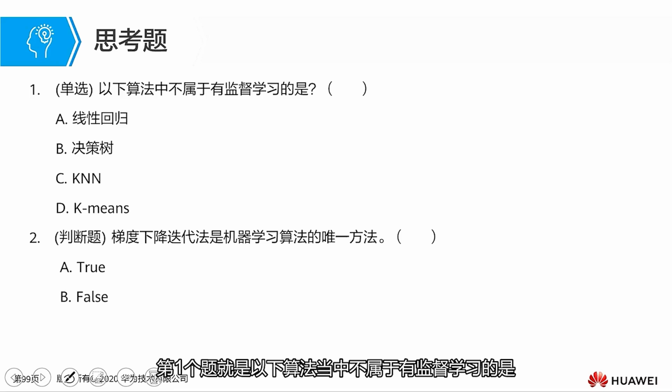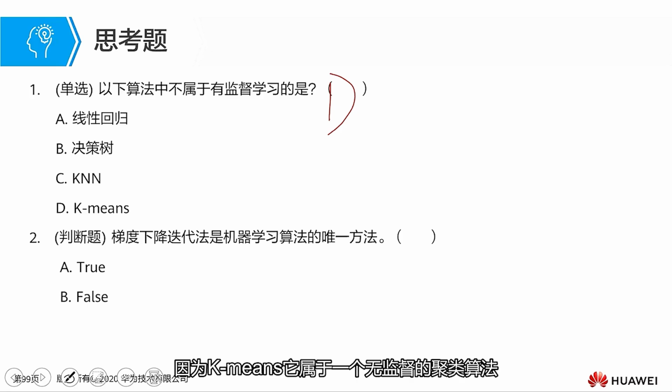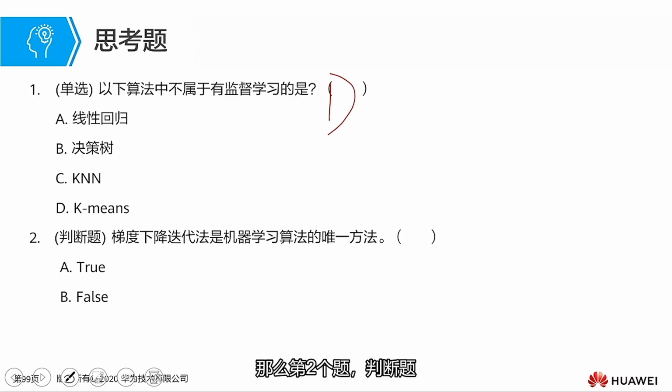Now let's look at 2 thinking questions. The first question is, which of the following algorithms does not belong to supervised learning? I believe everyone should be able to answer this after studying it. Very simple. It is the answer D, because K-means belongs to an unsupervised machine learning algorithm.